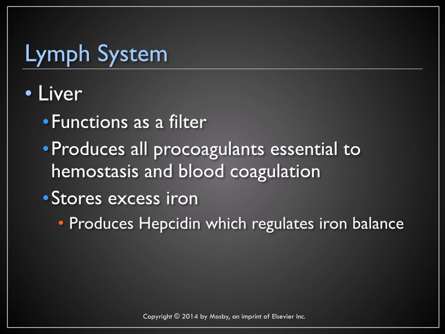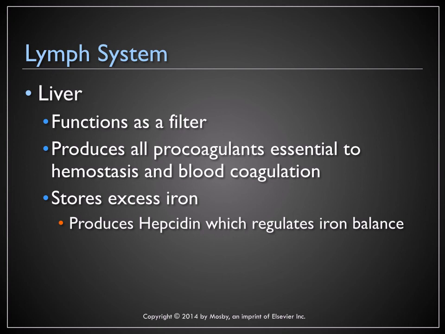The liver functions as a filter. It produces all the coagulants that are essential to homeostasis and blood coagulation. It stores excess iron, and it produces hepcidin, which regulates iron balance.